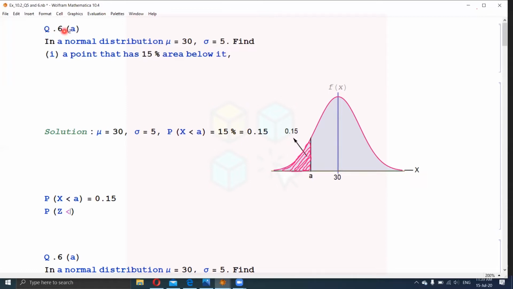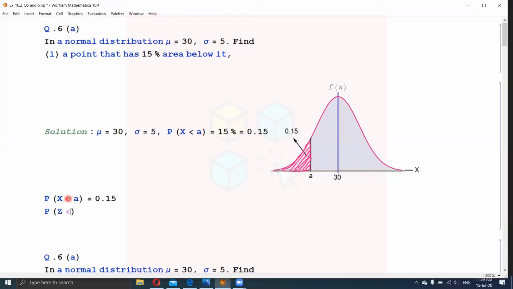In question number 6, it is stated that the normal distribution has mu equal to 30 and sigma equal to 5. Find a point that has 15% area below it. In the figure, A is on the left tail and the 15% area, which is equal to 0.15, is below this point. So we will write it as probability x less than A is equal to 0.15.